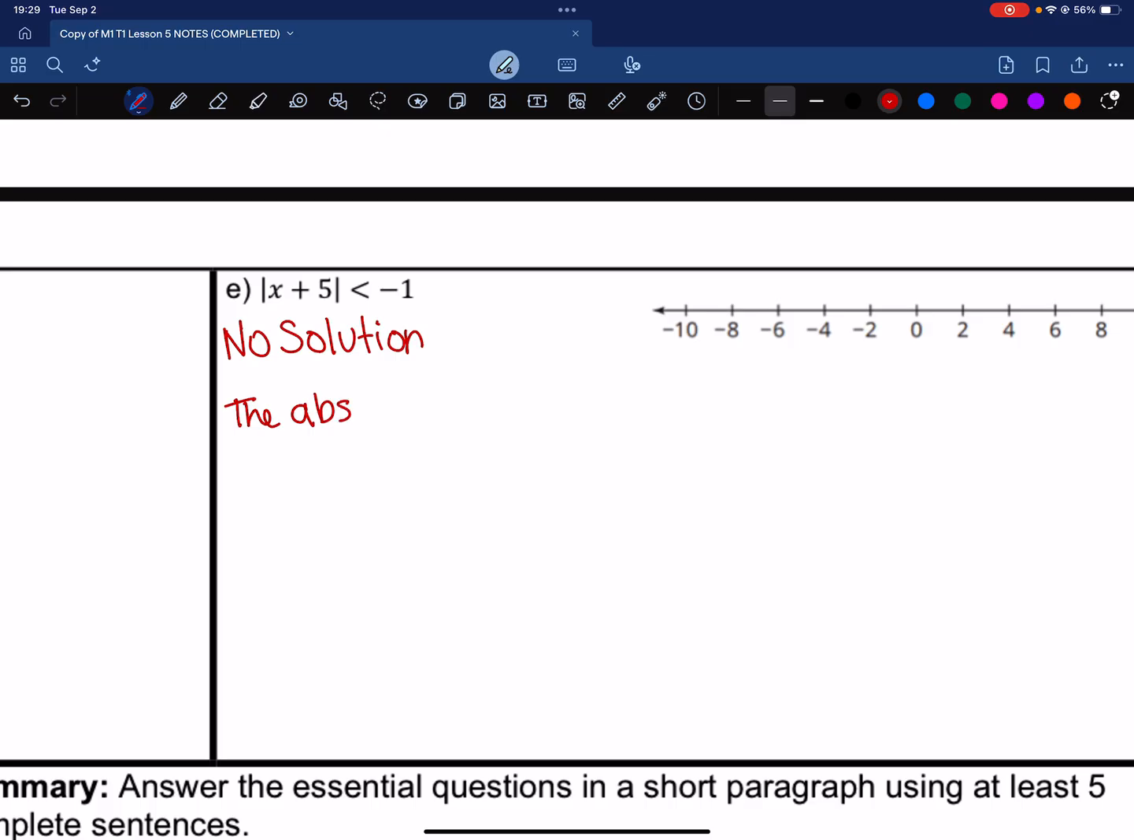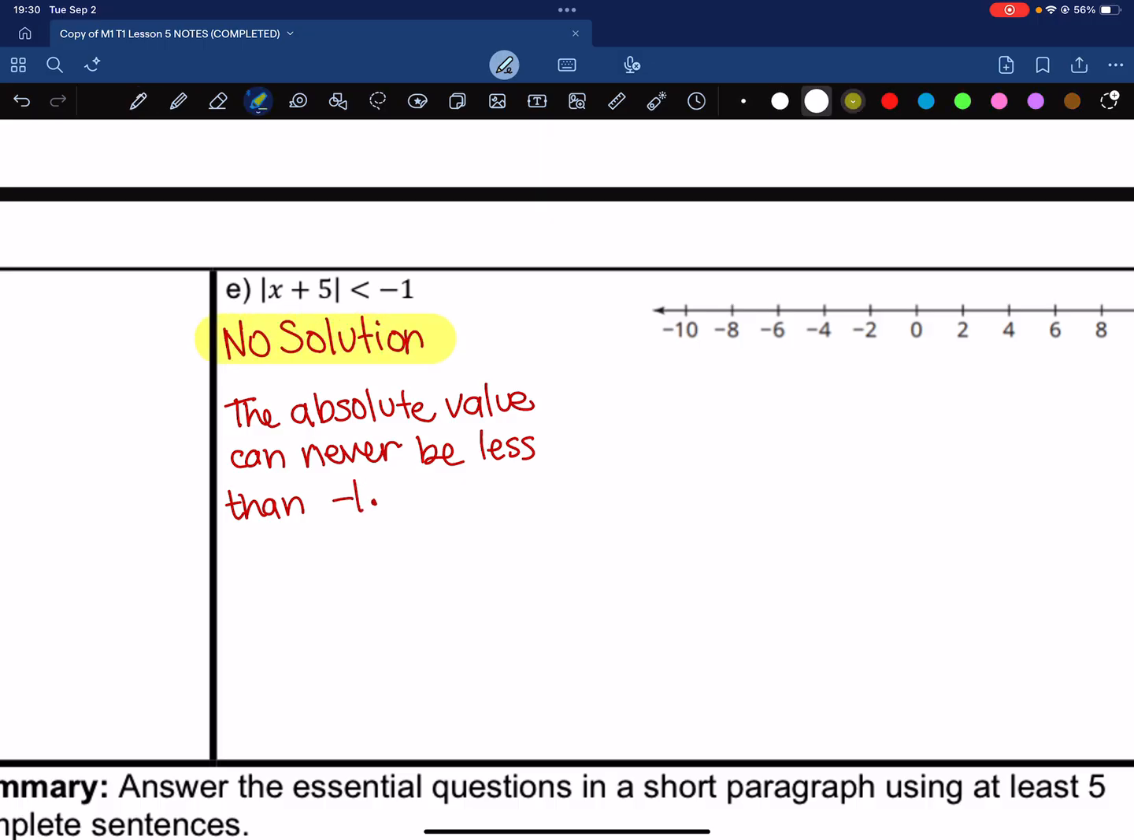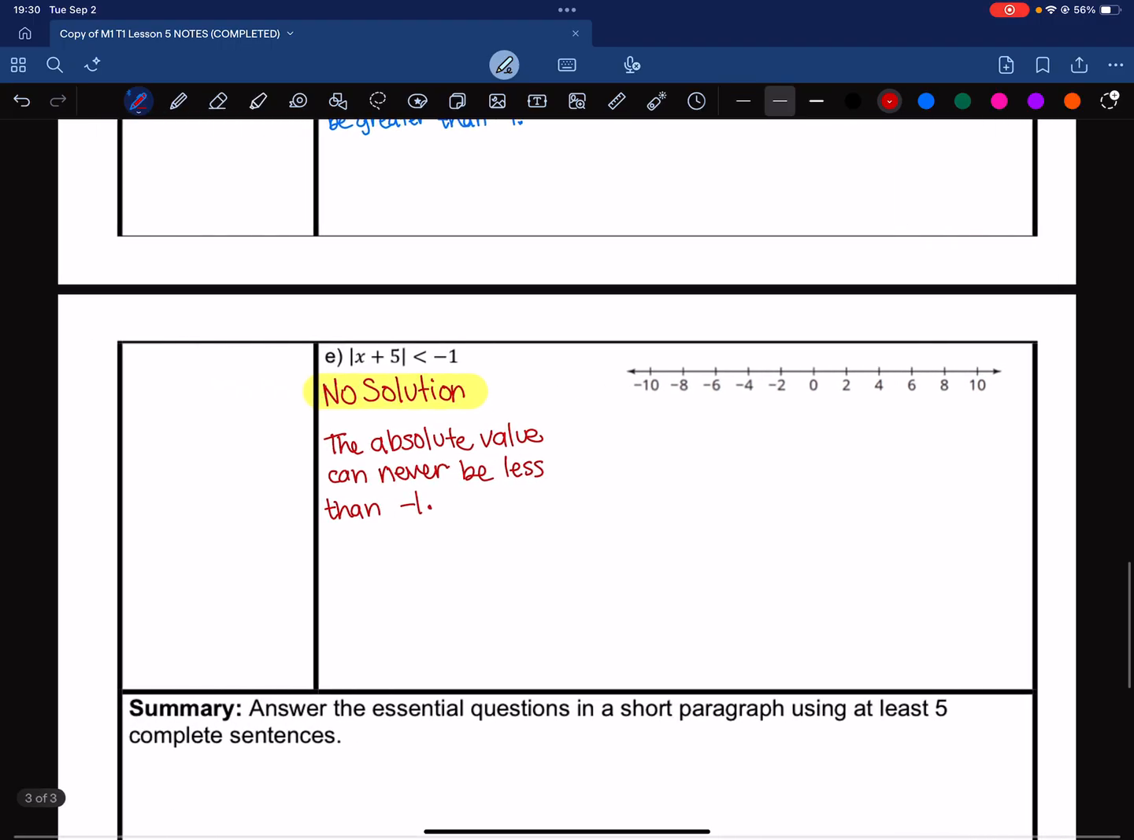The absolute value can never be less than -1. Okay, how would we graph that on the number line? You would leave the number line blank, and that represents that there is no solution because there's no points, no values that would ever make this true.